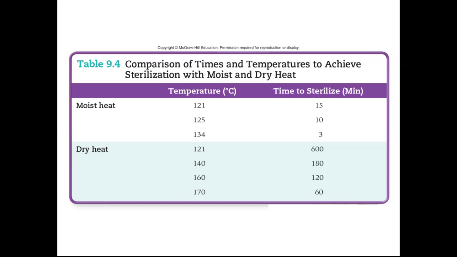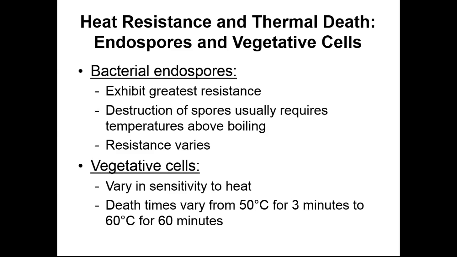So we can look at our different temperatures and our different kinds of heats in this table. Moist heats operate at lower temperatures and lower time periods to achieve sterilization. Dry heats operate at higher temperatures and longer time periods to achieve sterilization. How long it takes something to die and the temperature that it dies also is influenced by what we're trying to kill. Bacterial endospores, generally speaking, are going to be tougher to kill than our vegetative cells.